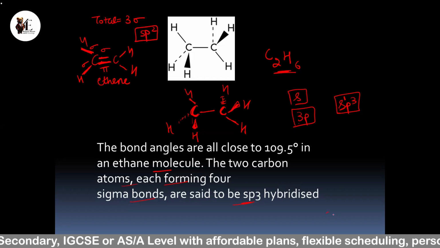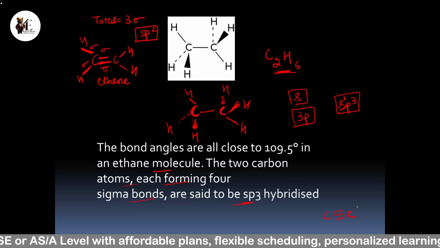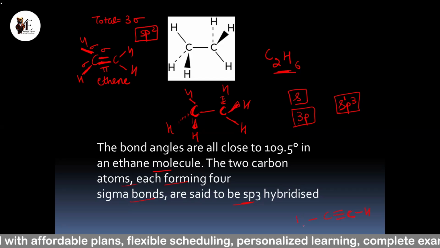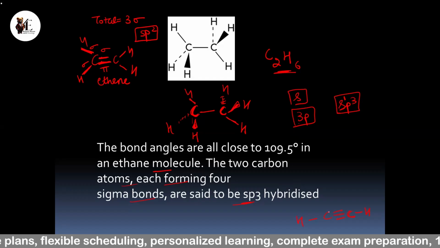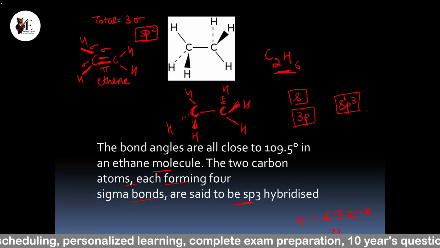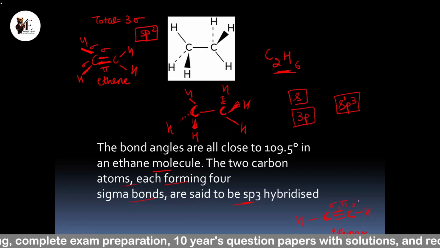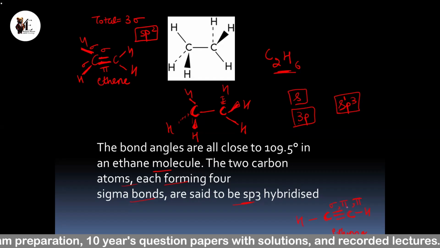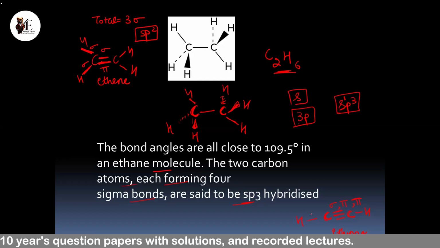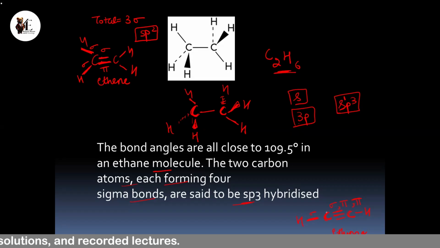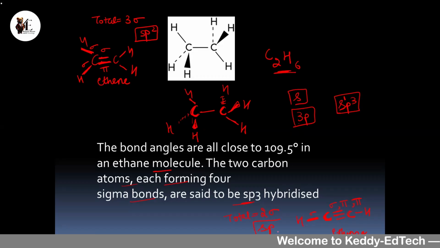If I ask you the hybridization of ethyne, what should be the hybridization of the carbon atom in the ethyne molecule? You should know that in triple bonds, we have 1 sigma bond and 2 pi bonds. And this is a single bond. In a single bond, we always have a sigma. So what should be the hybridization? In total, how many sigma bonds are present on one carbon? 2 sigma bonds are present. 2 sigma bonds means 1 of s and 1 of p. So it is sp hybridized.